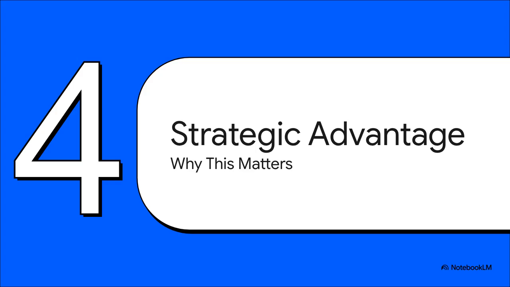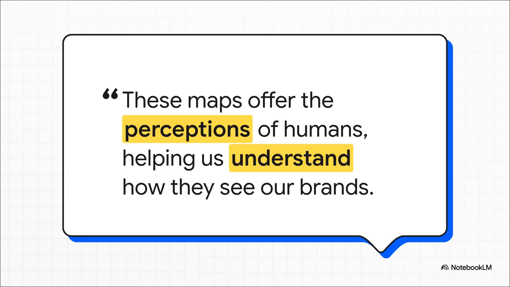Okay, let's bring it all back home. Why did we just spend all this time on a new type of map? What is your strategic advantage here? Why does this really matter for the decisions you're about to make in the simulation? Here's the bottom line. These maps give you a window directly into the perceptions of human beings. They help us understand how real people see the world, how they see our brands, and how they see our competitors. It's about getting a richer, more accurate picture of the consumer's mind.